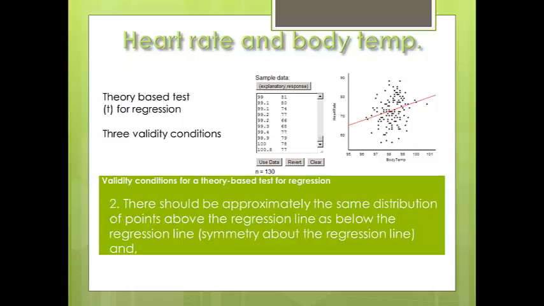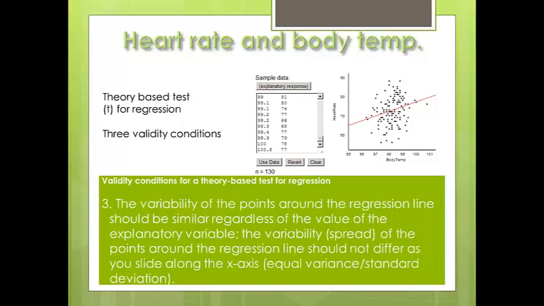Second validity condition, there should be approximately the same distribution of points above the regression line as below the regression line. That is, we should see symmetry around the regression line, and we do see that here. We see a similar pattern of points above the line as we do below the line.